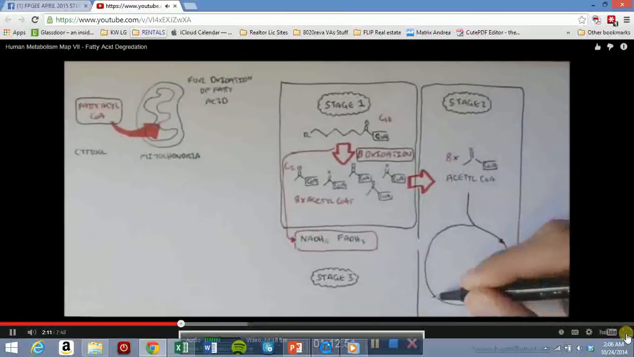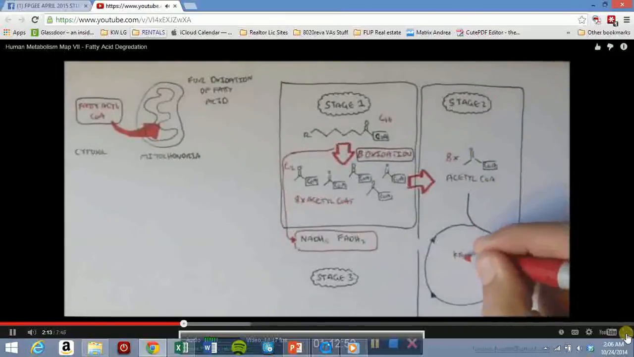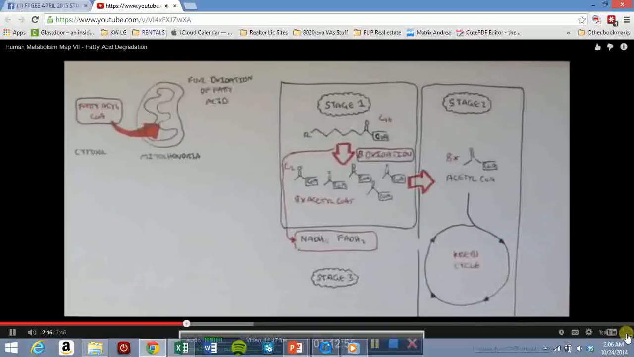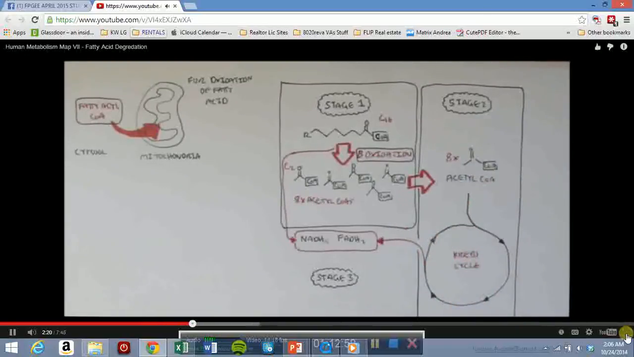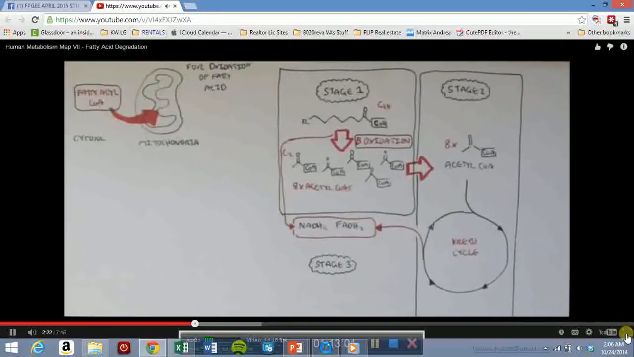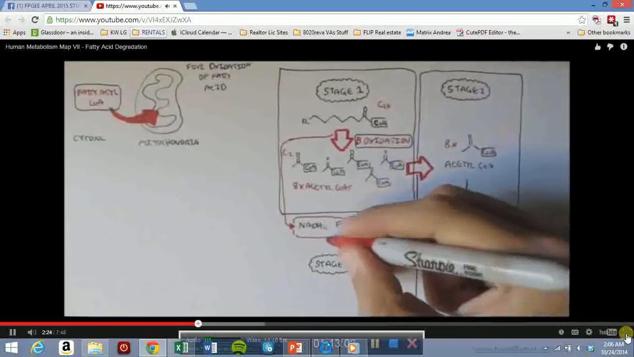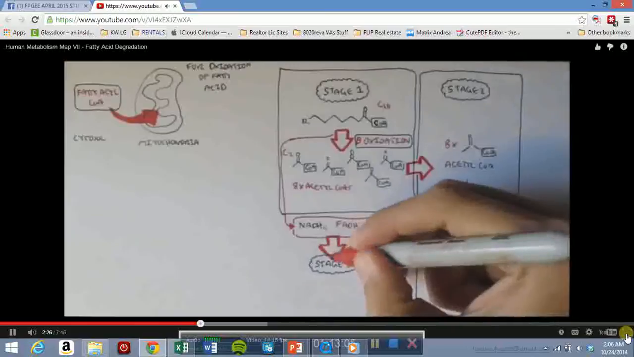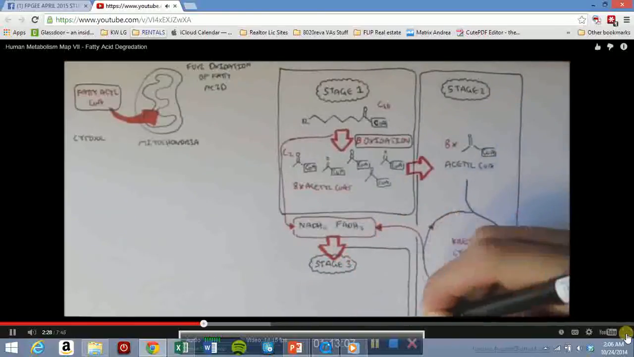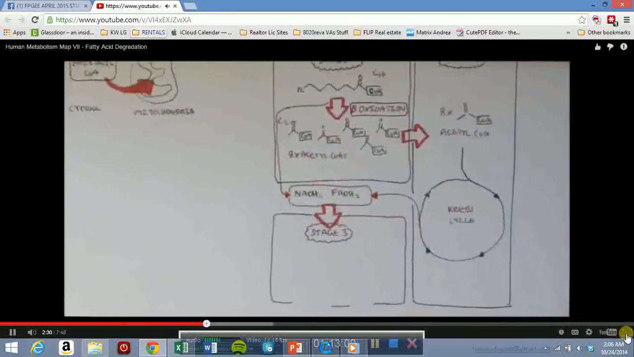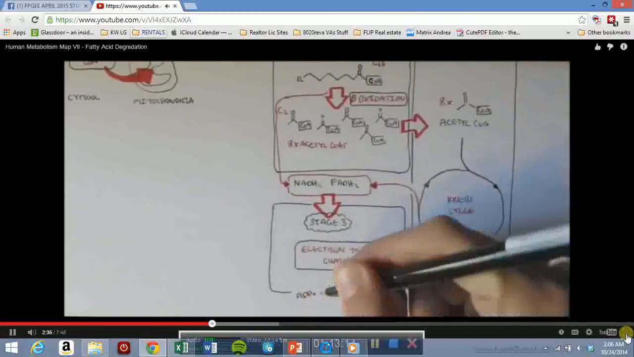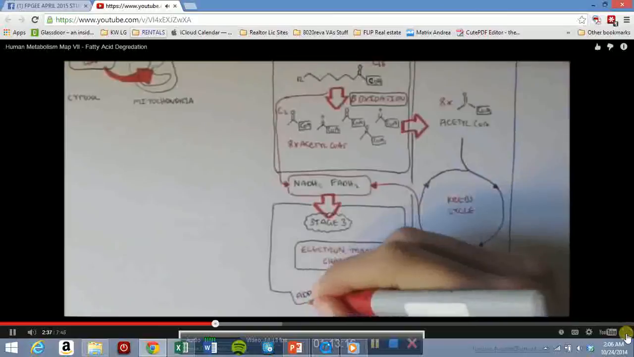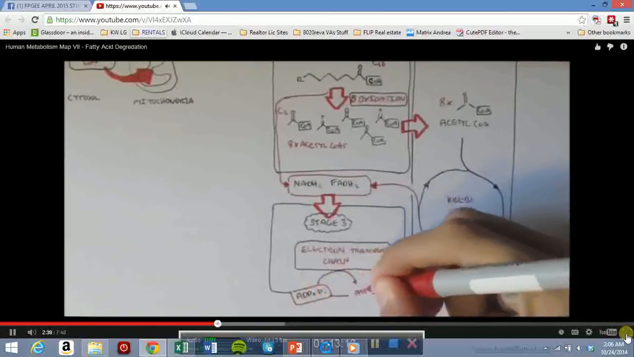Because if you remember, acetyl-CoA enters the Krebs cycle from pyruvate. Same thing here. And from the Krebs cycle, NADH and FADH2 are also produced, which leads to the final stage, stage 3. Stage 3 is about the electron carriers. NADH and FADH2 get fed into the electron transport chain to produce more ATP from ADP and inorganic phosphate.